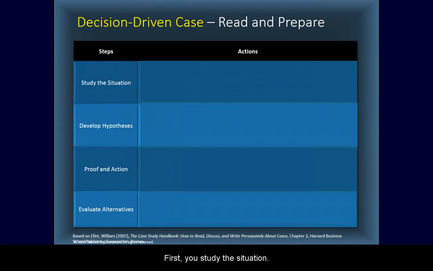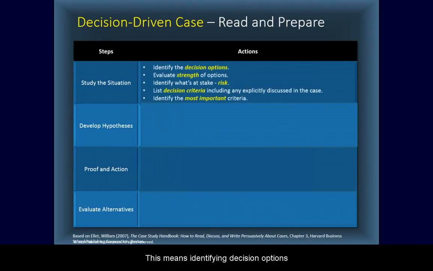First, you study the situation. This means identifying decision options, evaluating their strength, identifying the risk of each option, including doing nothing, creating criteria for evaluating the options, and then identifying the most important criteria.